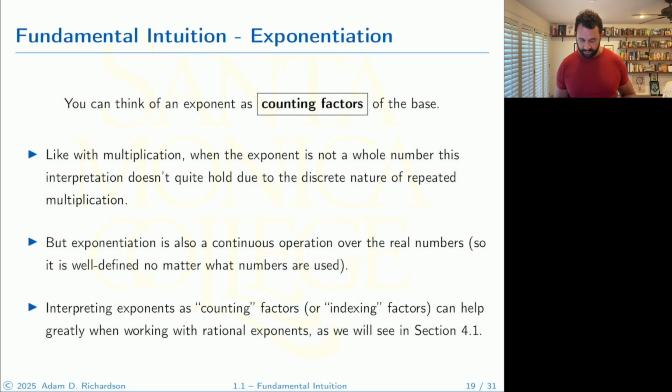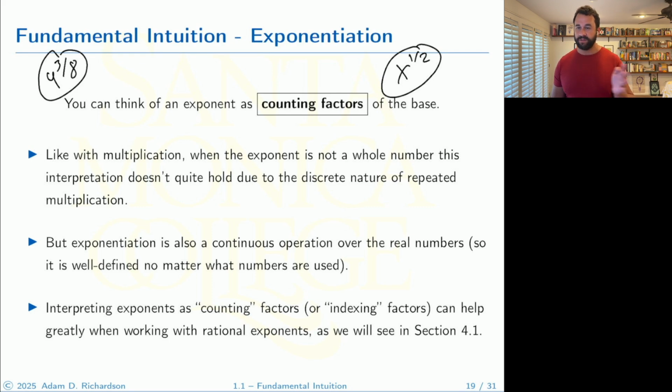And if you interpret exponents as counting factors, or maybe a better word is indexing factors, it can really help a lot when we're working with rational exponents, things that look like this, right? Think of something like x to the 1/2 or 4 to the 3/8. When you see those types of things, you can still use your intuition and think of it as saying, oh, I have half of a factor of x, or I've got 3/8 of a factor of 4. And you can use your intuition to operate on these types of numbers in a meaningful way. All right, we'll see that in chapter 4, first section.